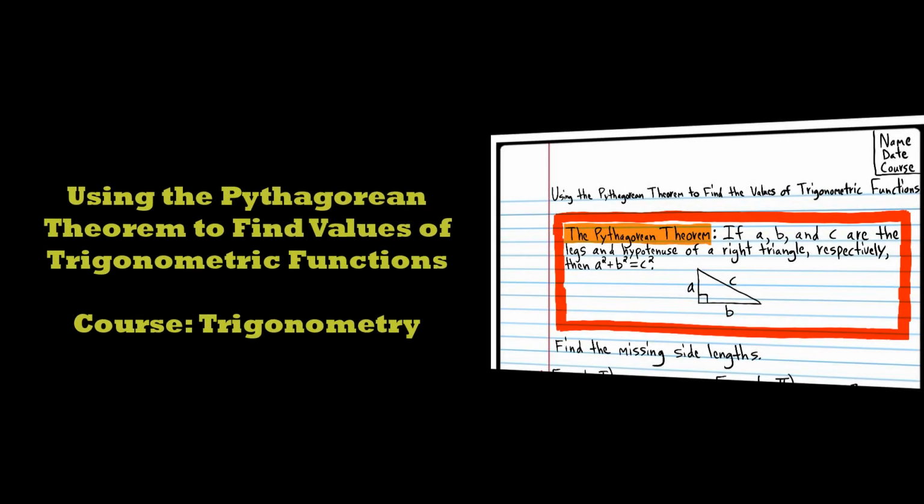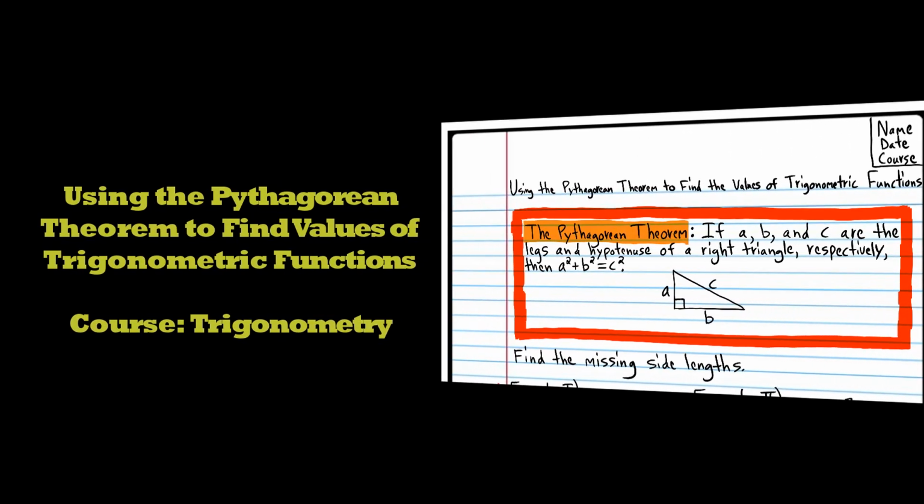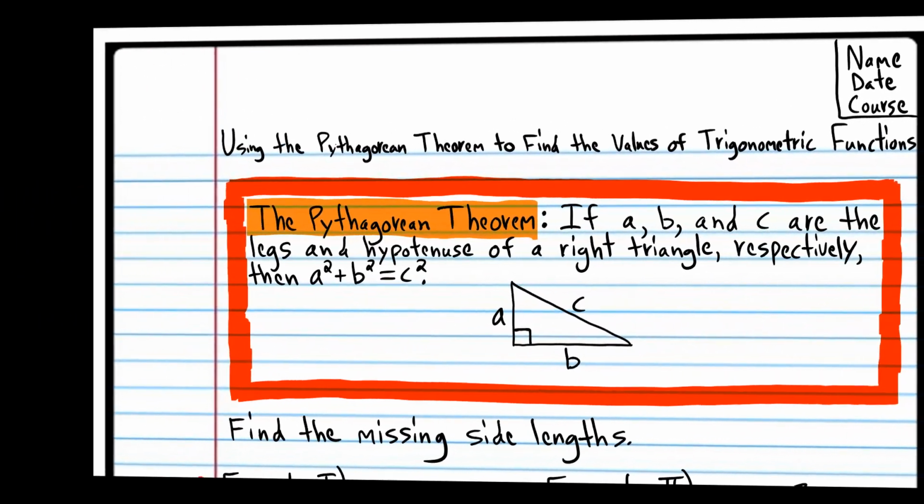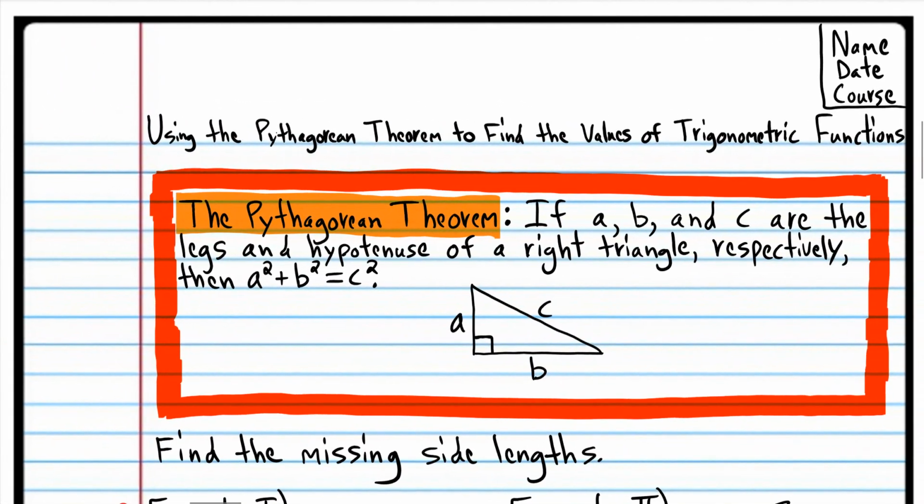This is my trigonometry course. Today we're going to use the Pythagorean Theorem to help us find the values of trigonometric functions. If you haven't done the homework completely and correctly from the last class, do that homework before watching this video.